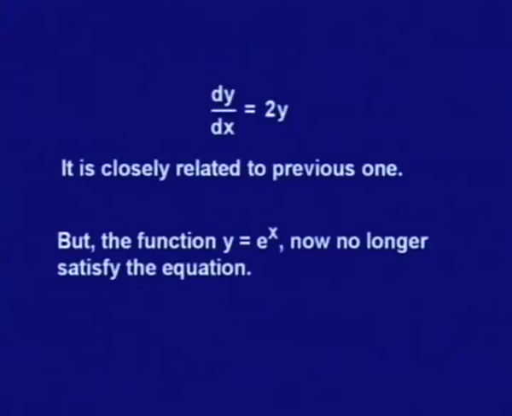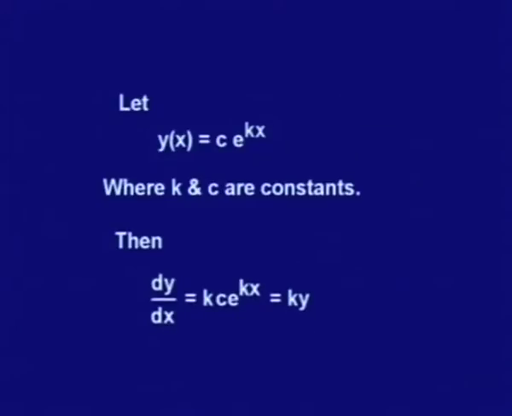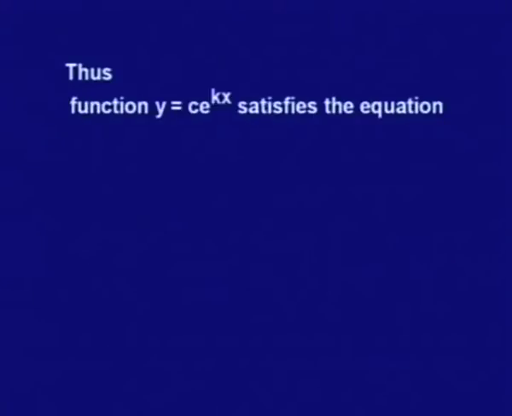Now, how do we find the answer to this equation, that is, which function will satisfy it? Let us assume that the function should be of the same form, that is, exponential. We have to do a little bit of experiment with the same function. So, let us assume a function c times e to the power kx, where both c and k are constants. If I differentiate it, we get dy over dx is equal to k c times e to the power kx, that is k times y. Thus, the function y is equal to c times e to the power kx satisfies the equation dy over dx is equal to ky.